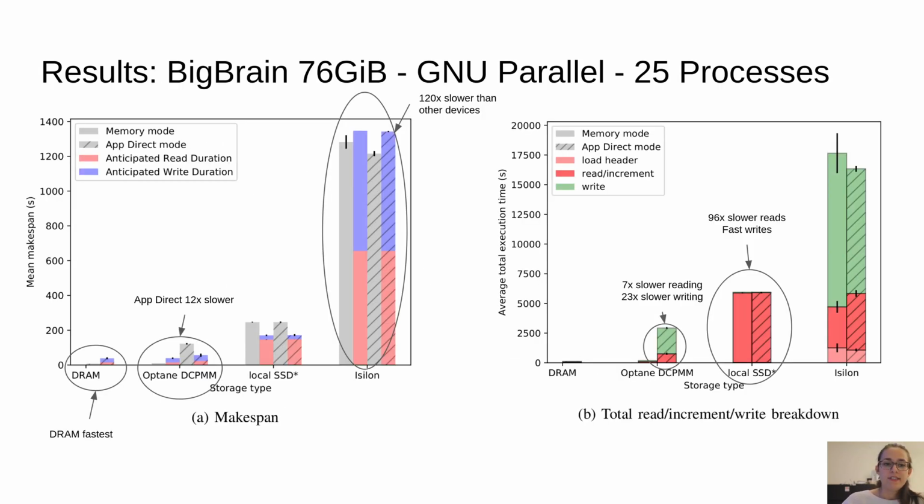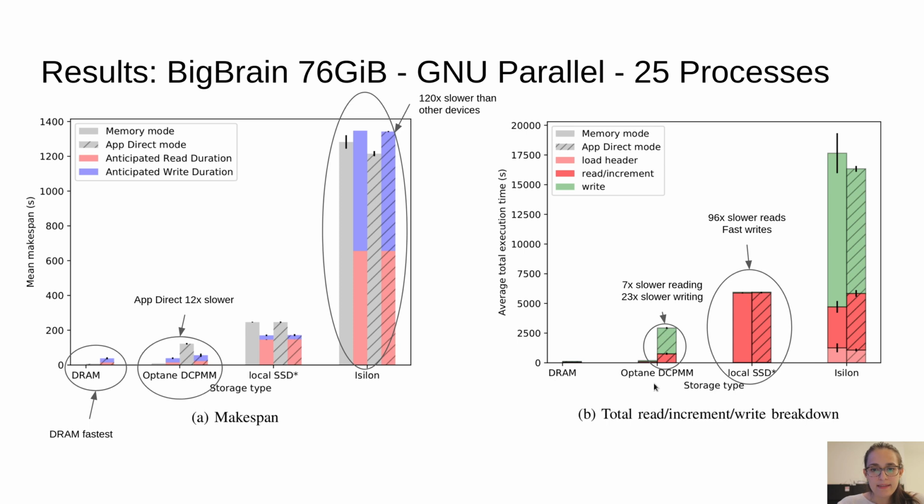So for our first experiment, we looked at BigBrain, 776 gigabytes, so the smaller image, using GNU Parallel and 25 processes. And what we notice is that DRAM outperforms all other available storage devices. Optane in memory mode is very close to DRAM. In fact, it's almost identical. But we notice that AppDirect is actually 12 times slower than Optane in memory mode. And we can see that Lustre is by far the slowest device, with it being 120 times slower than other devices.